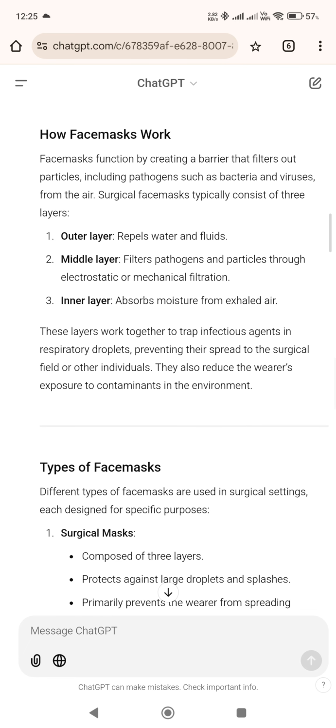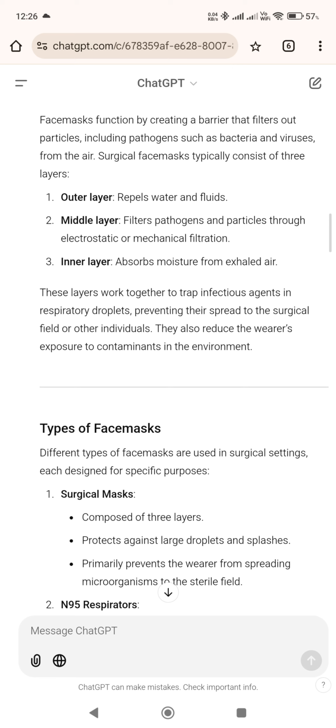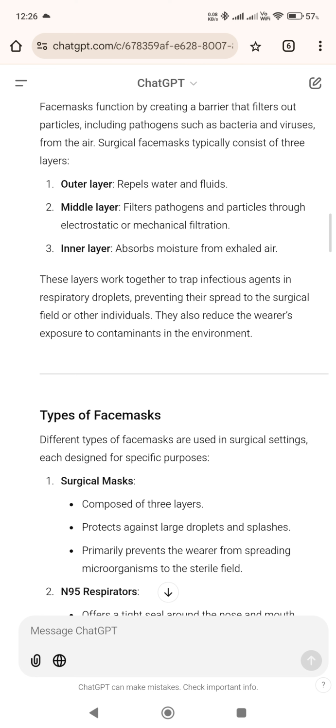How face masks work. Face masks function by creating a barrier that filters out particles, including pathogens such as bacteria and viruses, from the air. Surgical face masks typically consist of 3 layers. 1. Outer layer repels water and fluids. 2. Middle layer filters pathogens and particles through electrostatic or mechanical filtration. 3. Inner layer absorbs moisture from exhaled air. These layers work together to trap infectious agents in respiratory droplets, preventing their spread to the surgical field or other individuals. They also reduce the wearer's exposure to contaminants in the environment.